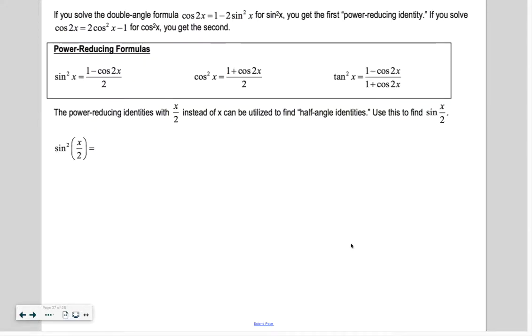All right. So the next thing we're going to do are power reducing formulas and half angle formulas, but I'm going to give you a second to work on your homework.